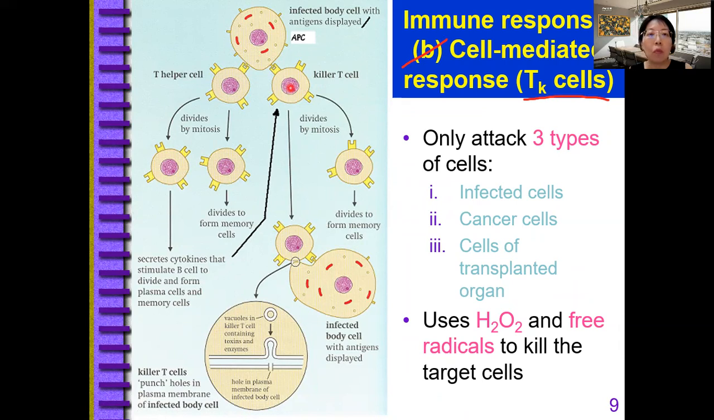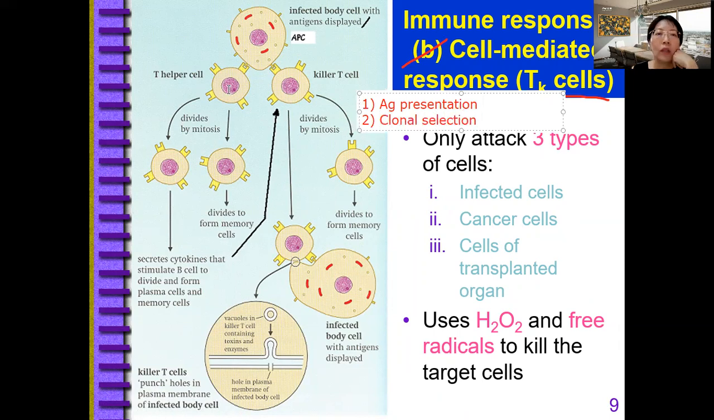Step number 1 is clonal selection. After antigen presentation by the APC, there will be clonal selection. Our T helper cell and T killer cell, which contain receptors that can bind to the presented antigen, will bind to the antigen and therefore undergo clonal selection, meaning they're selected already. After clonal selection, step number 3 is clonal expansion.